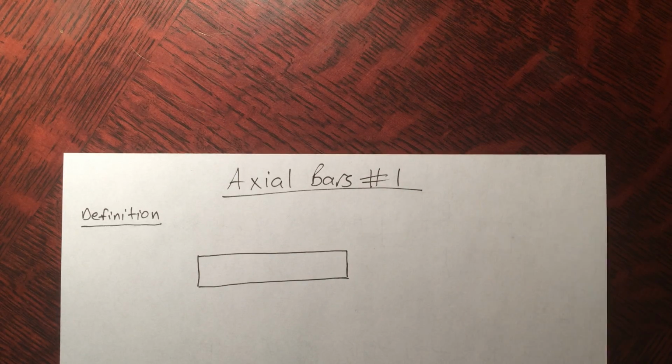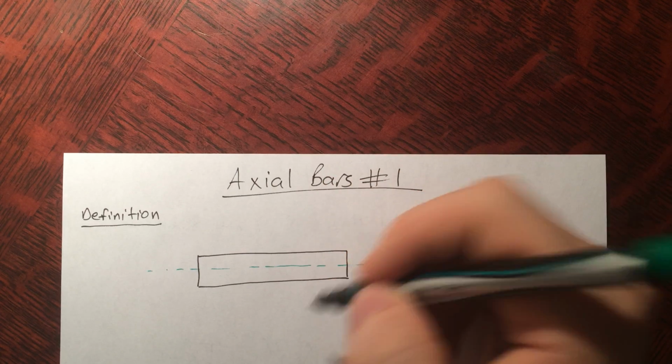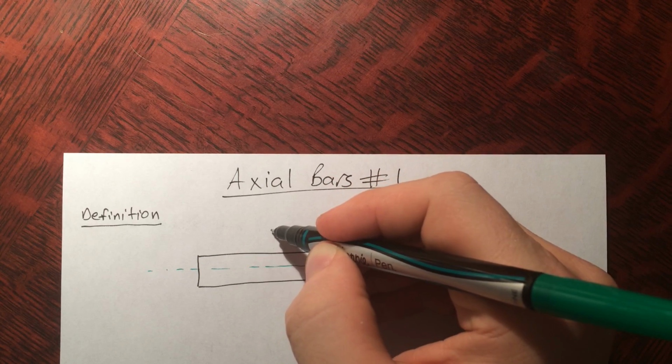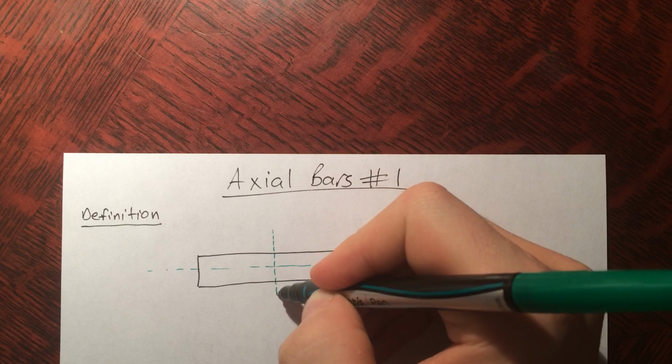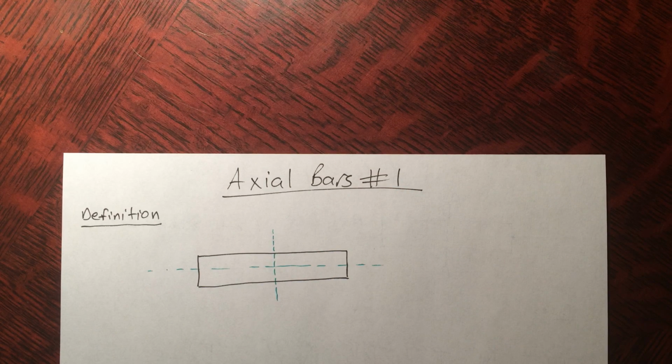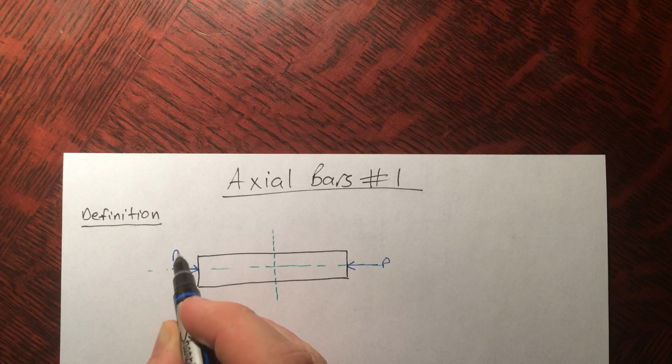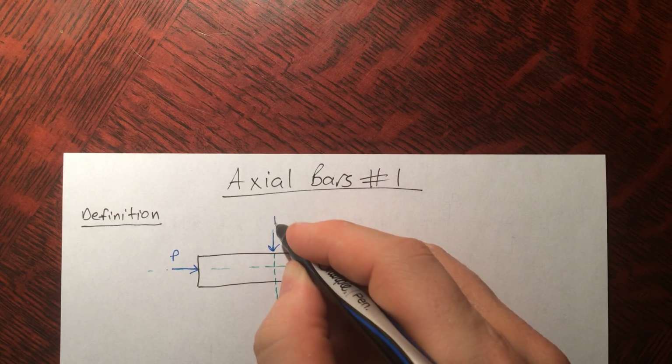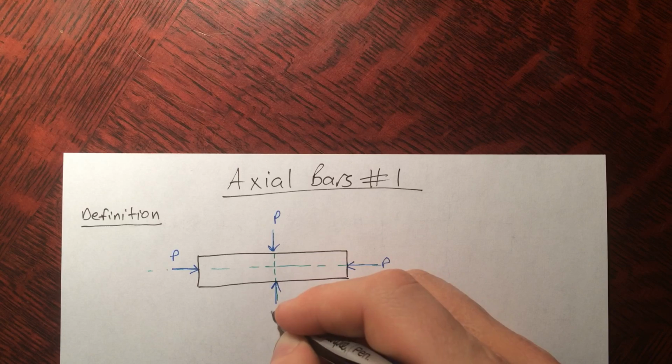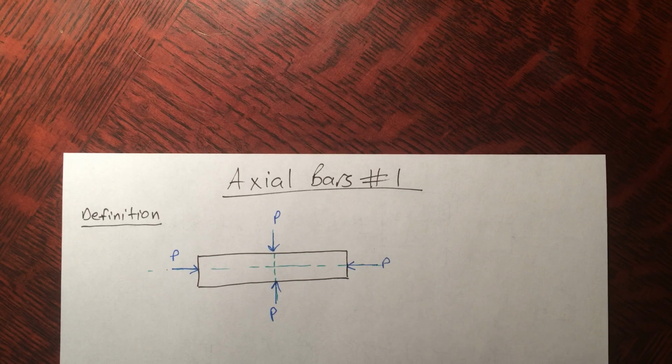So here's a bar, and here is its axes. There's the one and the other. Where would the other be? Well, the other has to be right here. There we go. And we said it takes loads parallel to its axes. So that means loads here: load, load, load.